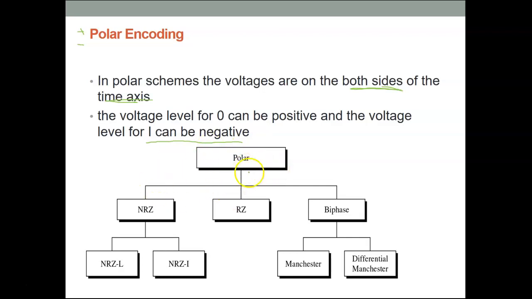Different methods. Okay, again. So here, polar, I have different schemes for polar. I have none return to zero, I have return to zero, and I have biphase. So I have none return to zero L and none return to zero I, and I have return to zero. For biphase, I have Manchester and differential Manchester. And we will discuss each of these and we will draw them, so we understand very well how to do these encoding. Here I advise you to bring in empty paper and pen and try to follow up, try to draw it by yourself.